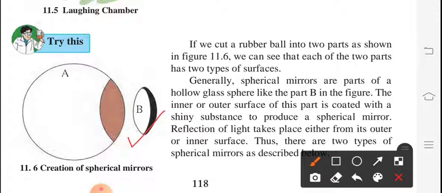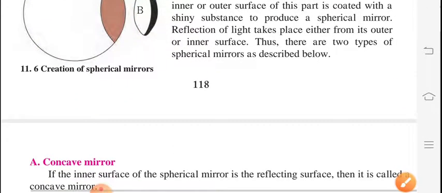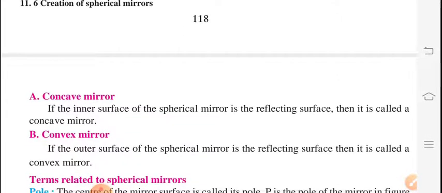Here you can observe, if you cut a small piece of your ball, then you can see two curved surfaces. One is inward and one is outward. So based on this, we have two types of spherical mirrors, one is this one and one is this one. We have different names for them. Let's have a look at their names. One is the concave mirror and the other one is the convex mirror.